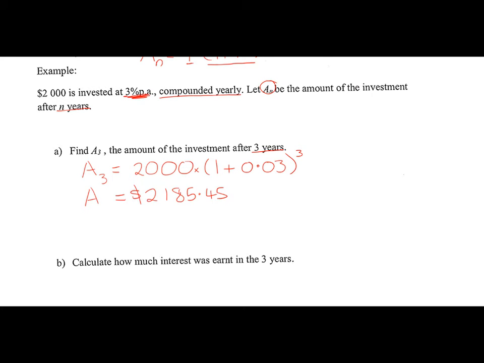So that is how much is in the account after 3 years. Remember, in simple interest, you're working out the interest, but here you're actually working out how much is in the account. So we started with $2,000, and if you wanted to work out how much interest had been earned, you would take the closing balance, 2,185.45, and you would then take away the starting balance. So the amount of interest that's been earned here is $185.45.